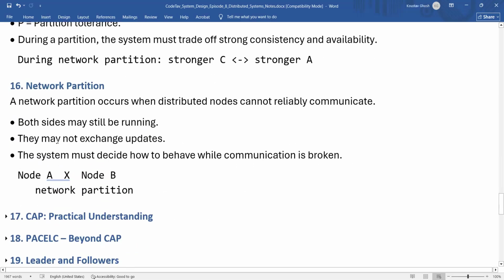Okay. So that's the network partition. A network partition occurs when distributed nodes cannot reliably communicate. Both sides may still be running, but they may not exchange updates. Okay. That is the thing.